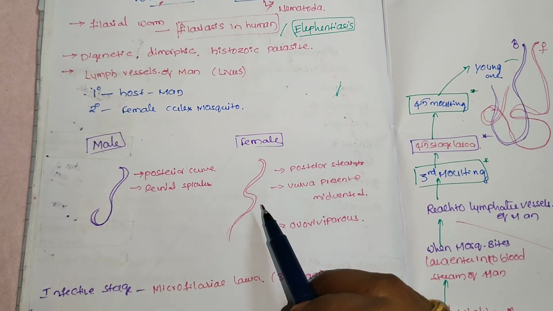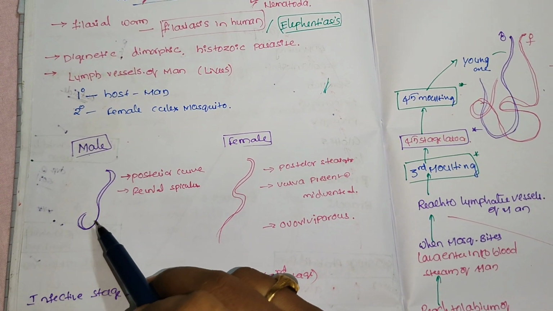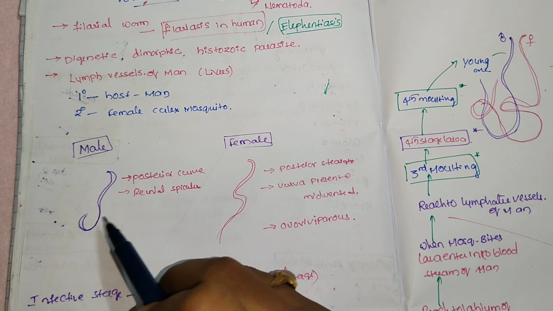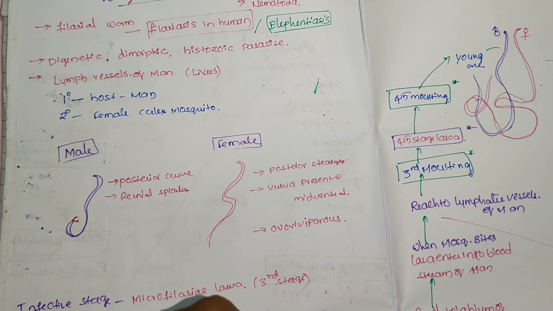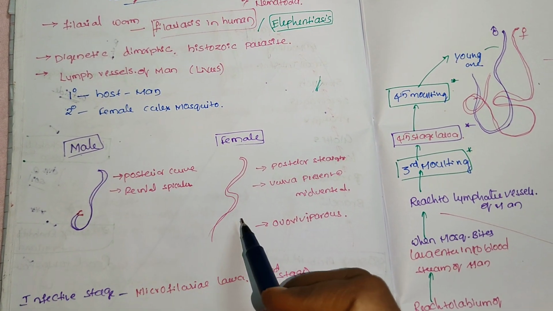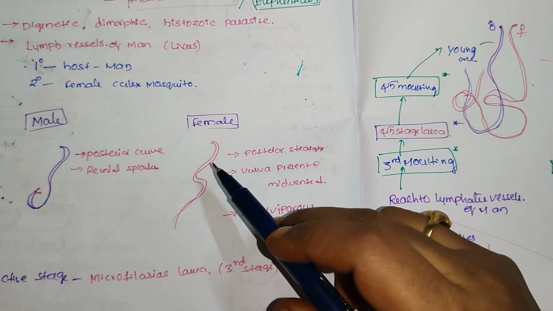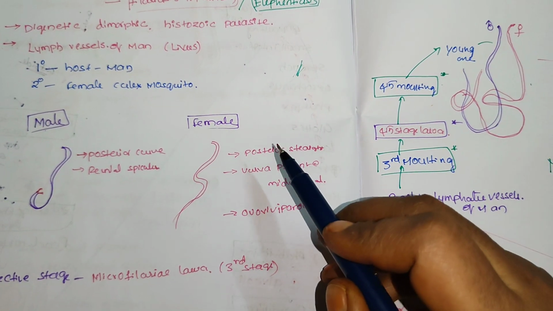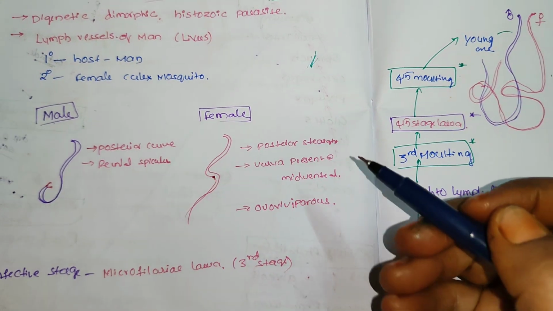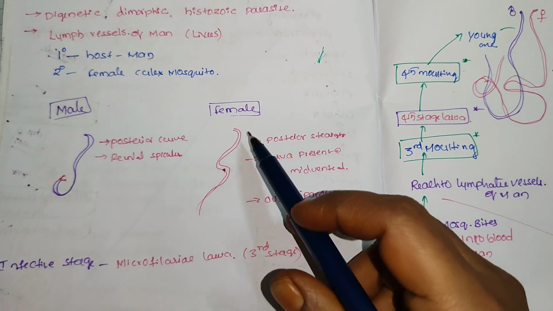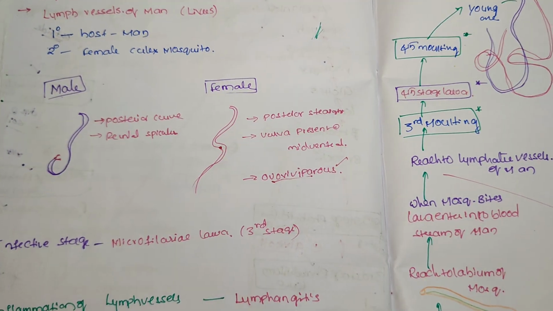Here is the difference between male and female, same as Ascaris. The male has a posterior curved tail, and one pair of penial spicules is also present. It is useful to send the sperm into the female, so the penial spicules are useful in copulation. The female, same as Ascaris female, has a straight posterior, and on the mid ventral side it has a vulva or genital pore. The female is ovoviviparous, giving eggs and direct organisms.